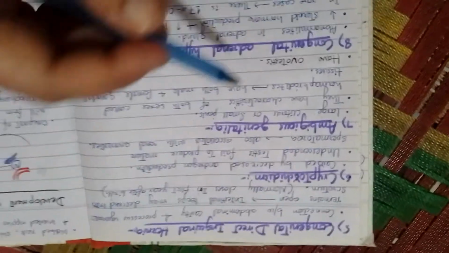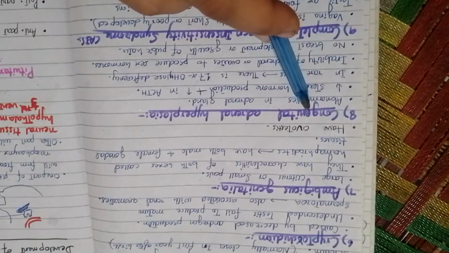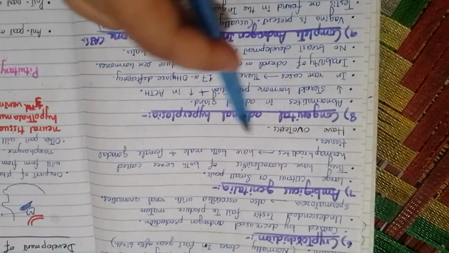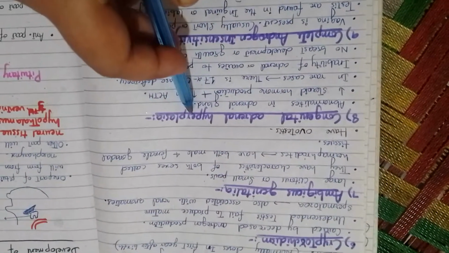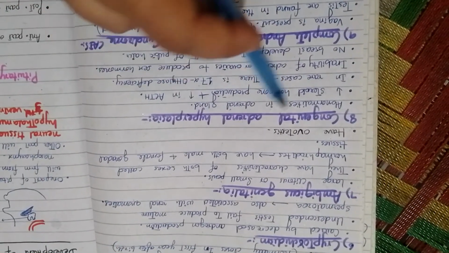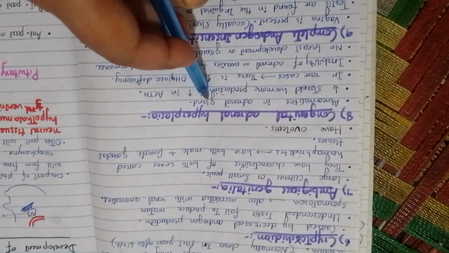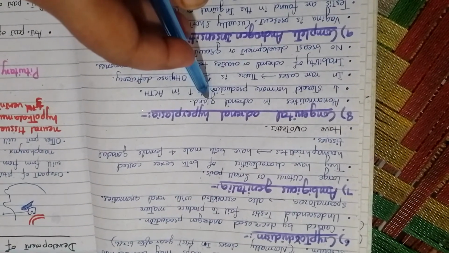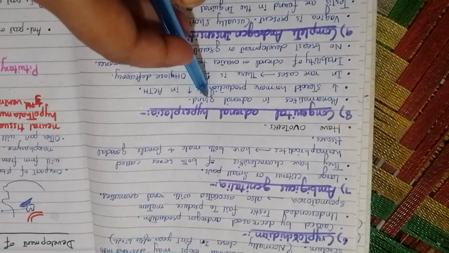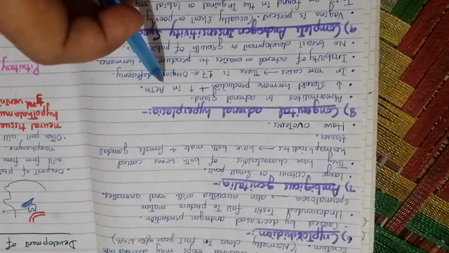Next is congenital adrenal hyperplasia. As the name suggests, it is congenital, present from birth, with adrenal gland hyperplasia. Hyperplasia means an increase in the number of cells. There are abnormalities in the adrenal gland. In this condition, there is decreased steroid hormone production and an increase in adrenocorticotropic hormone.